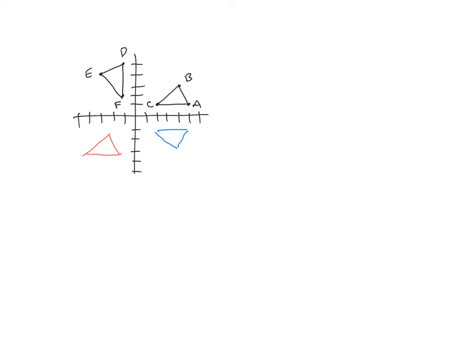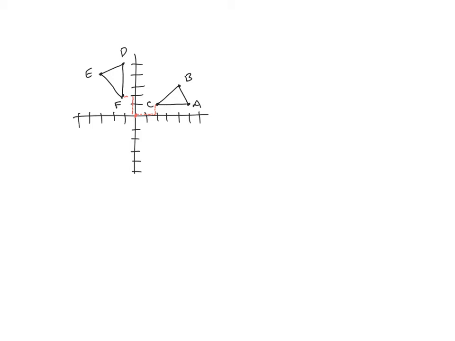Okay, and so what I notice is, from the origin, if I go to C, I go 2 to the right and then 1 up, or I go 2 and 1 that way, or 1 and then 2.